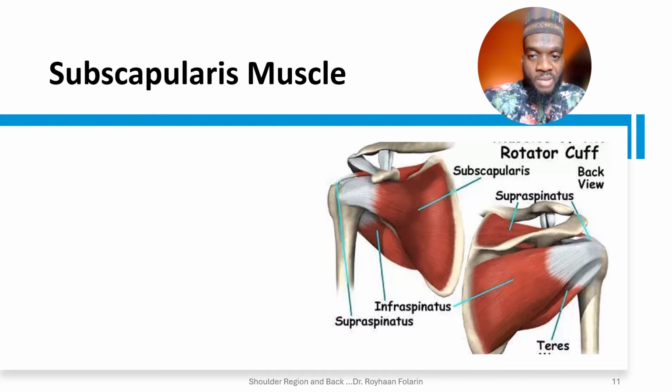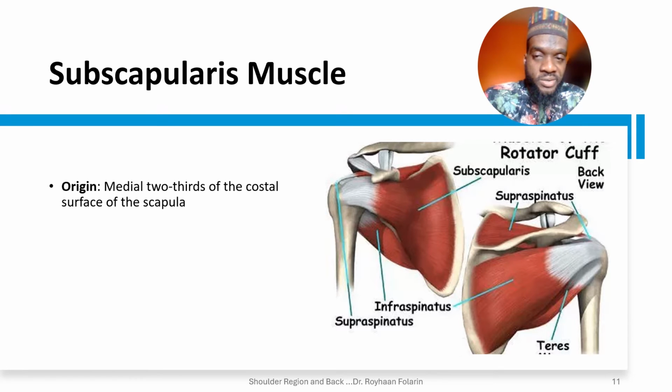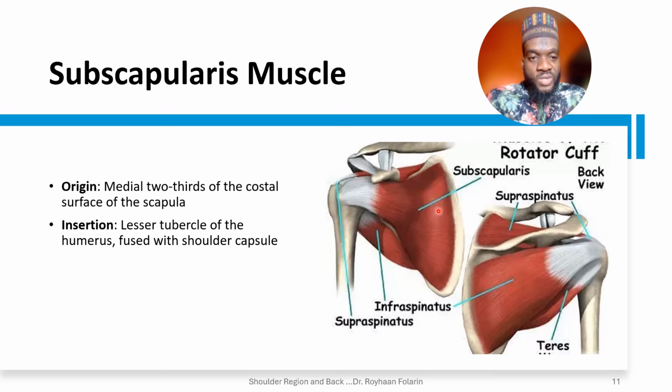So starting with the subscapularis muscle, like the name suggests, subscapularis. So it's more like underneath the scapula, and you'll appreciate this on the inferior or the costal surface of the scapula, the internal surface of the scapula. So here is the internal surface of the scapula, also known as the costal surface of the subscapular. That's the surface of the scapula that is facing the back, the ribs from the back. So this muscle, the subscapularis, originates from the medial 2/3 of the costal surface of the scapula, right here, and then they go ahead to insert into the lesser tubercle of the humerus, where they further fuse with the shoulder capsule.